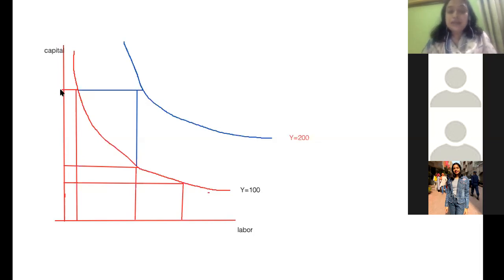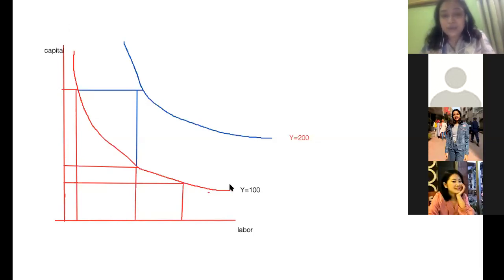Okay, if you want to stay at the same level of output, you have to be on the same isoquant as the red one. If you increase labor, you have to reduce capital to maintain the same level of output, so you move from this point to this point. But if you keep one factor of production constant and increase the other, you move to a higher isoquant, and you cannot stay on the same isoquant. So if you stay on the same isoquant and increase one factor of production, you have to reduce the other, right? There is an inverse relationship between the factors of production.